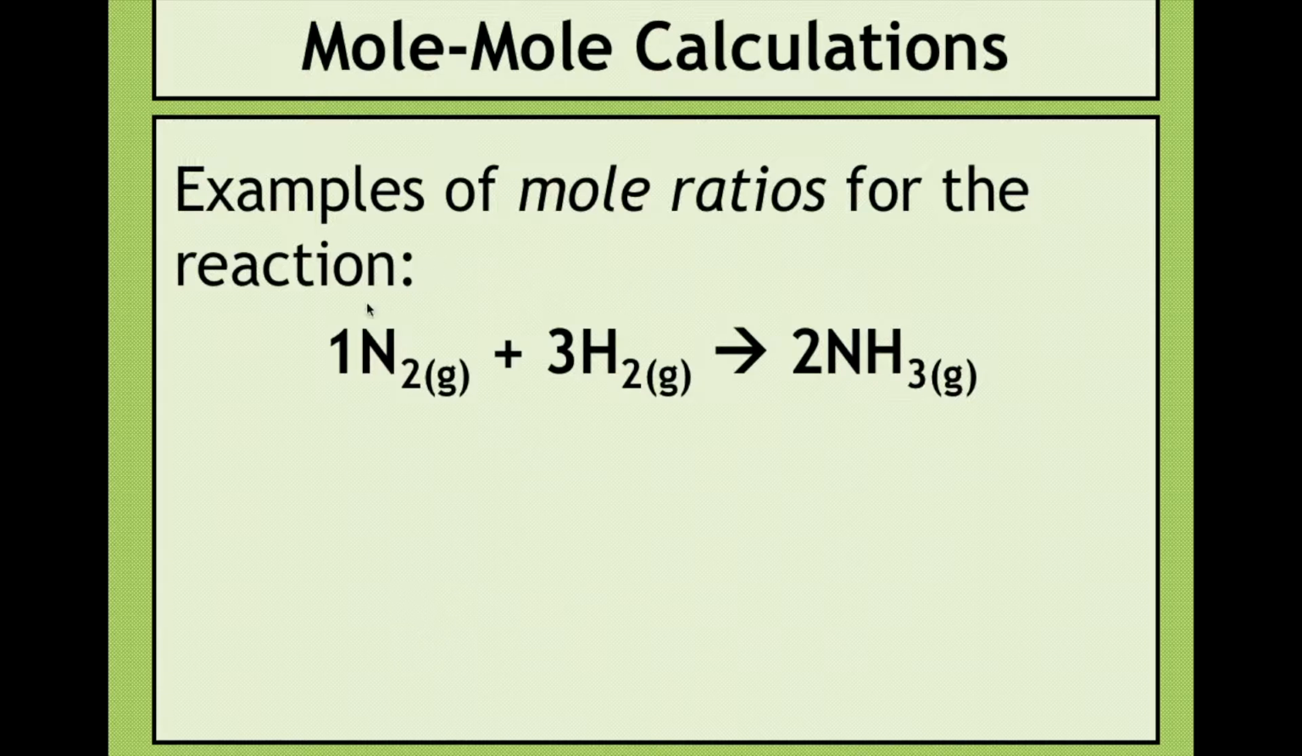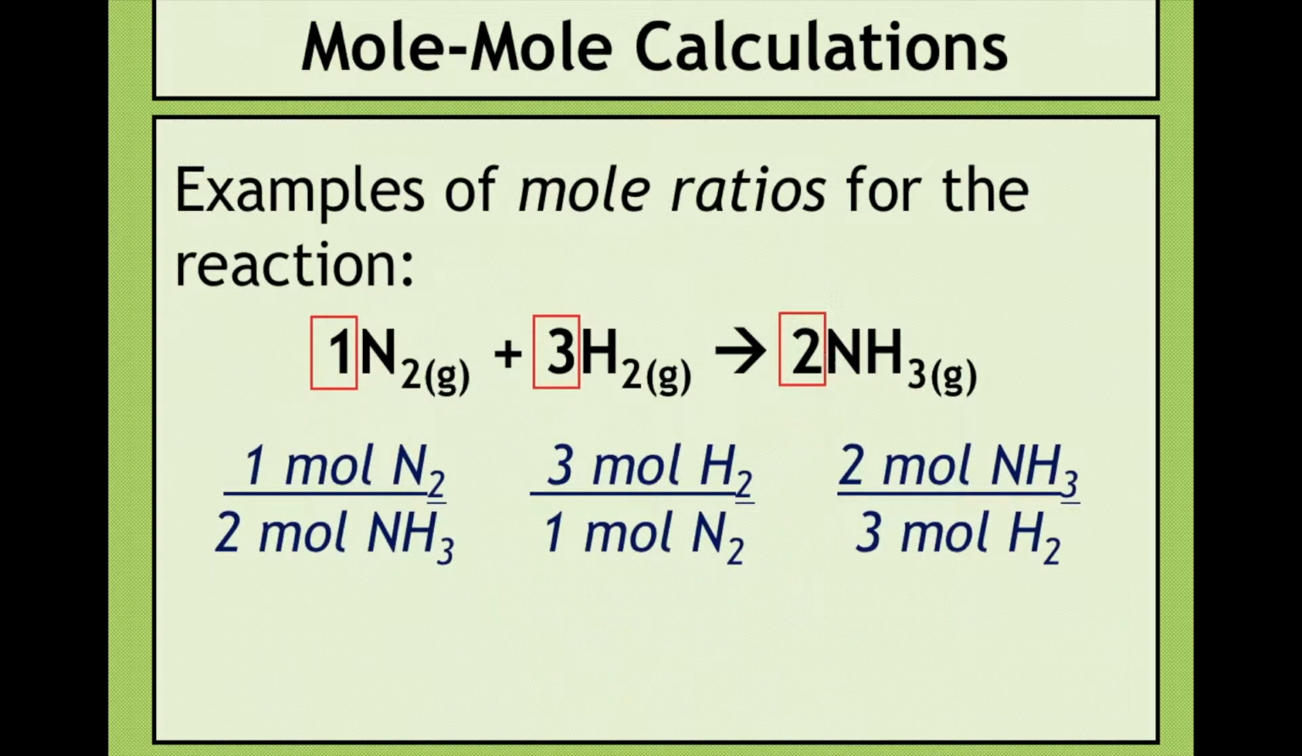Maybe you're making a sandwich with one piece of bread and 3 pieces of meat. We'll make 2 sandwiches. That doesn't make sense, but just stick with me. If you double this, then you're going to double this. So they're all related as far as amount of substances. So for example, for every 1 mole of nitrogen, you can produce 2 moles of ammonia.